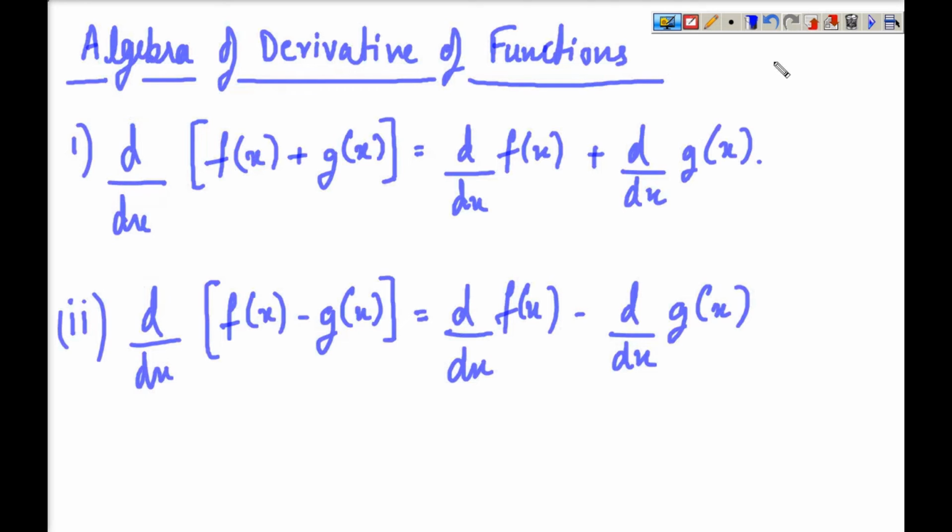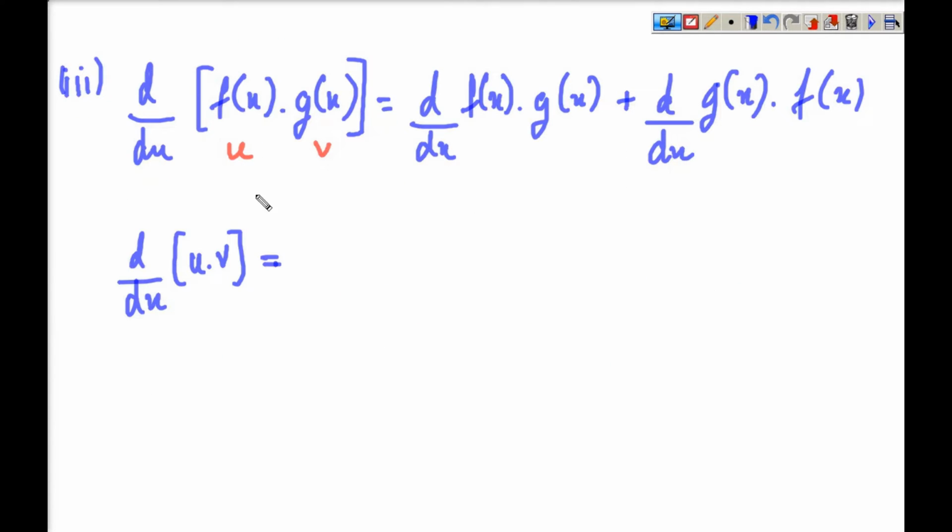sorry, I forgot to mention that these two functions, f of x and g of x, have the same domain. So x is the same for both of these two functions. So the derivative of u dot v is equal to u dash v plus v dash u. By dash I am denoting the derivative. So this is also known as the product rule.